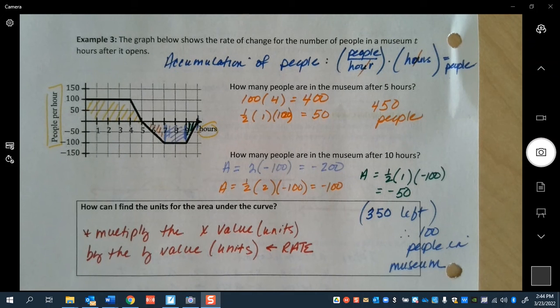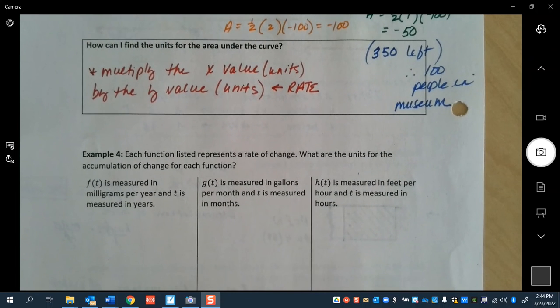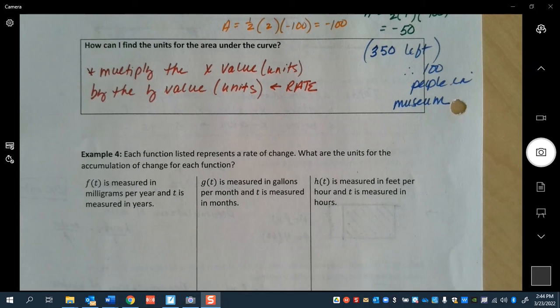Knowing that, go ahead and look down at example 4. Each function listed represents a rate of change. What are the units for the accumulation of change? Talk about it with your friends. Go.